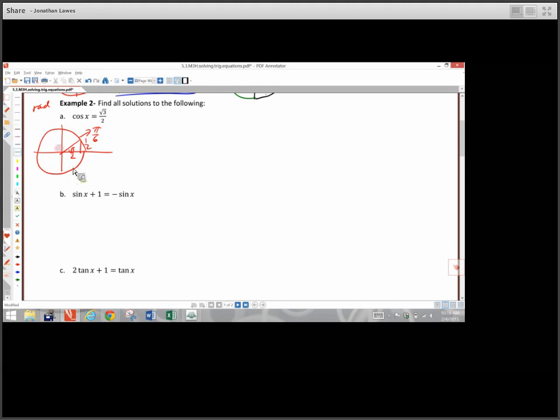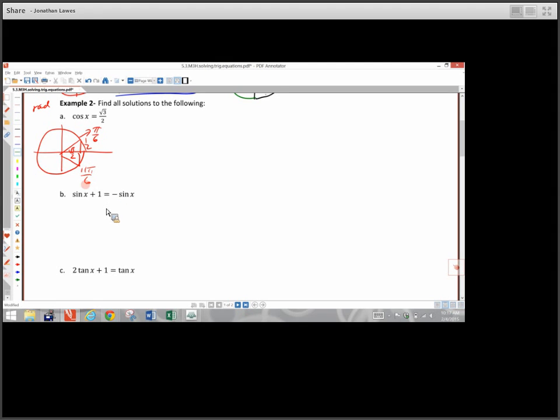So I'm going to draw this over here, 5 pi over 6. Is that right? Okay, somebody tell me what's wrong with that. Dylan, what's wrong with that? The x is negative. The x would be negative over here, right? We need the x to be positive. So where would it be, Lily? 11 pi over 6. So I'm going to put one down here at 11 pi over 6.